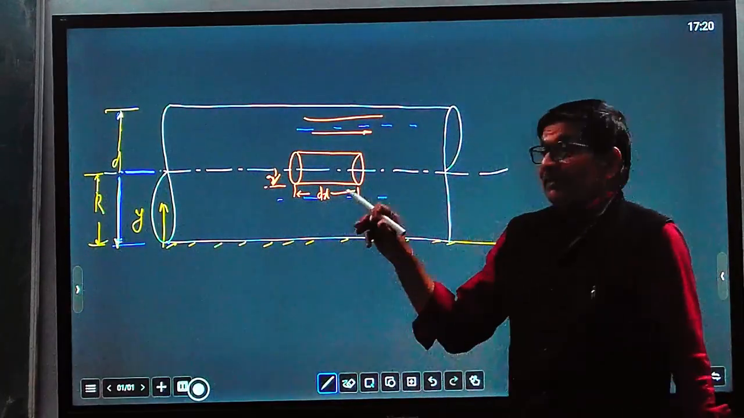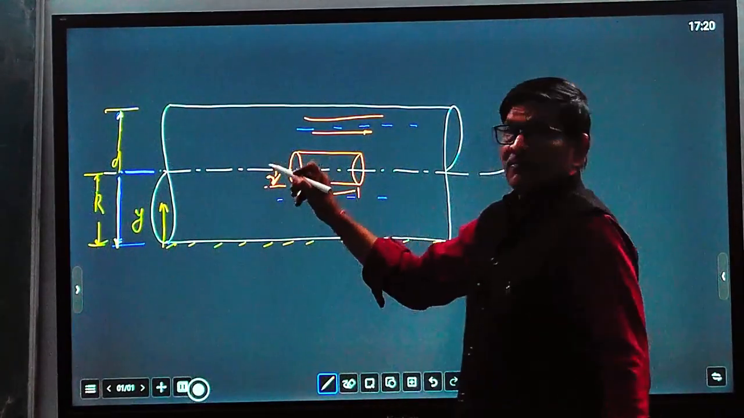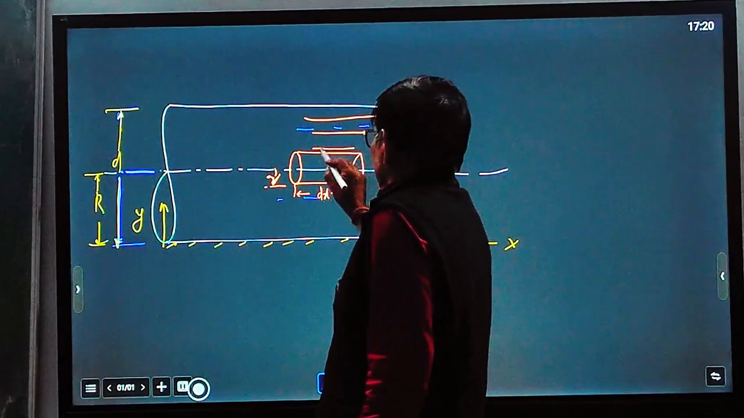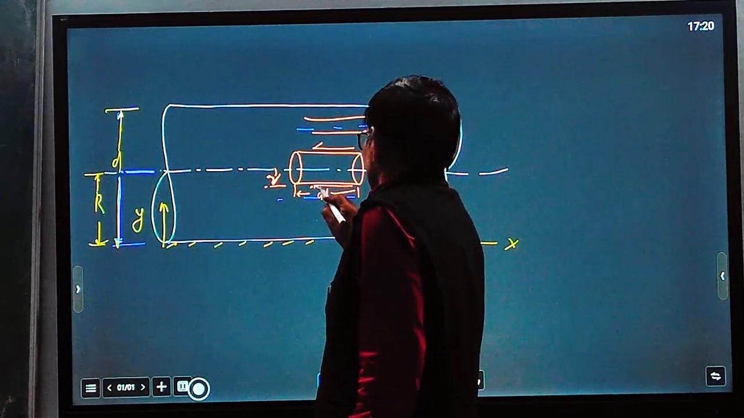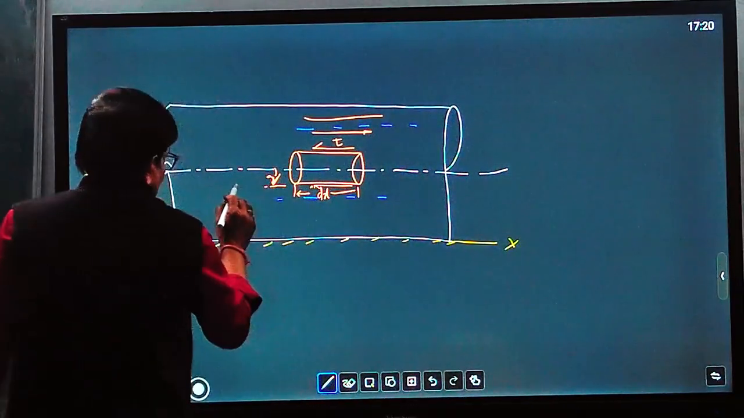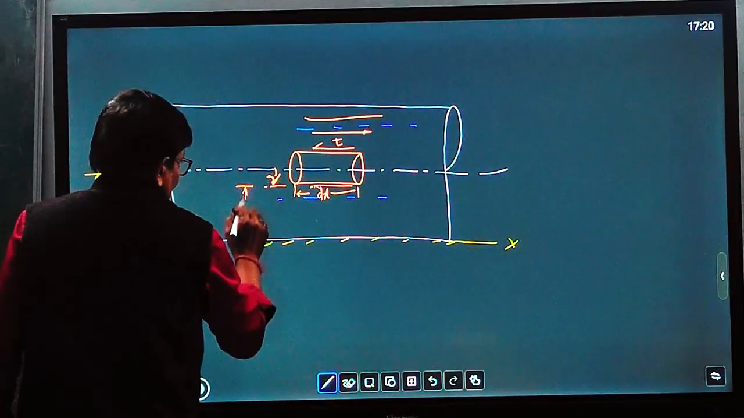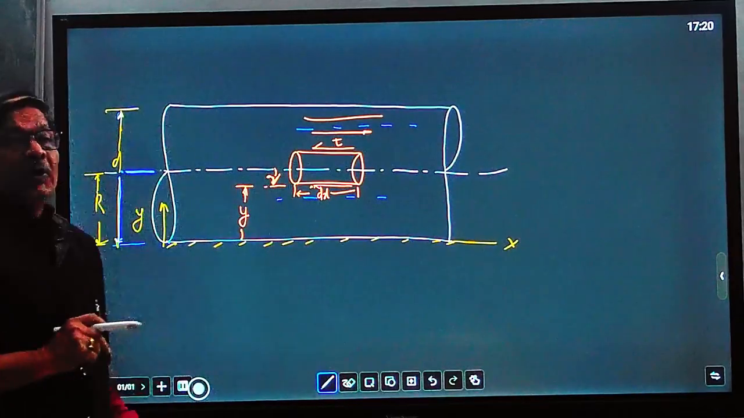So it will experience shear resistance. Shear stress will occur over the surface. Shear stress will act in the opposite direction, and that is tau. This element is at distance y from the reference line, and the flow is fully developed.